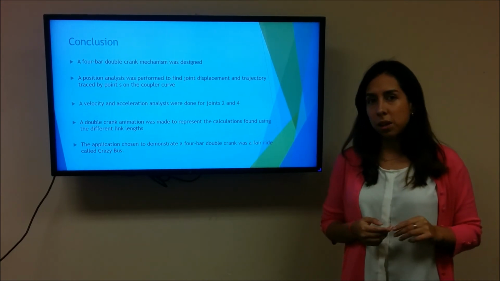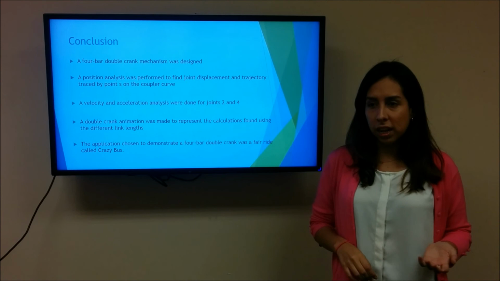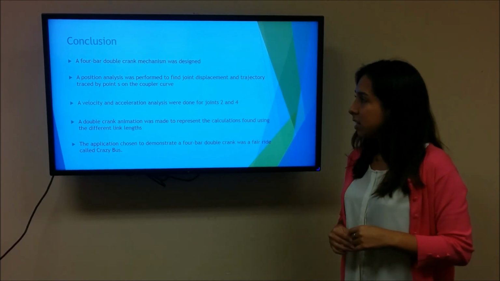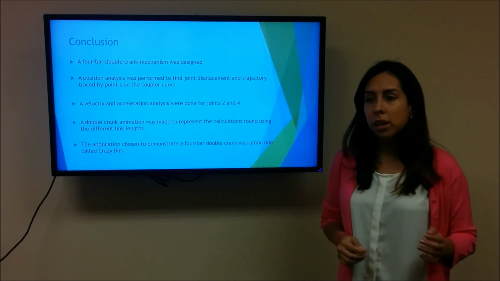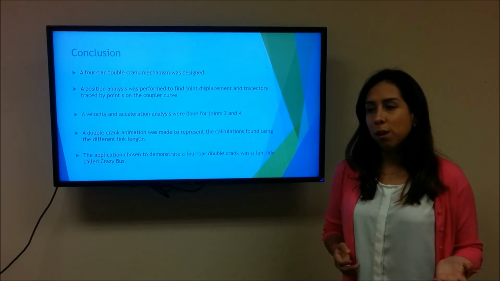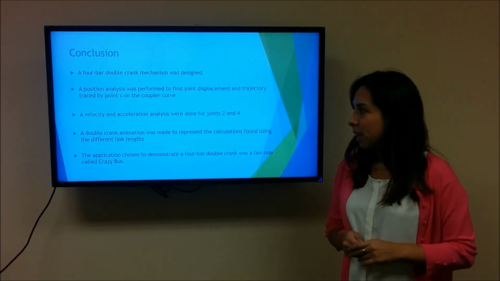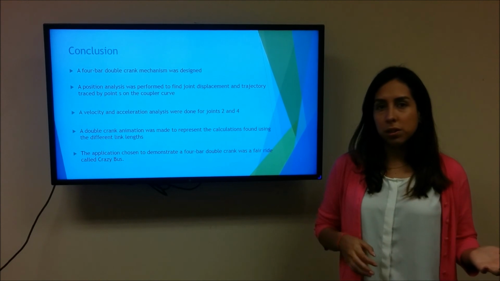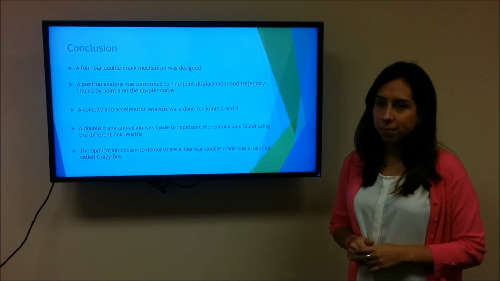As a conclusion of this, we calculated the position analysis, the velocity analysis, and acceleration analysis. We also did a trajectory analysis for the point of a coupler, and we created the double crank animation in SolidWorks, and we have also selected other real applications of a 4-bar. And this is a concept that we see in everyday life, and it helps us to achieve tasks. Thank you.